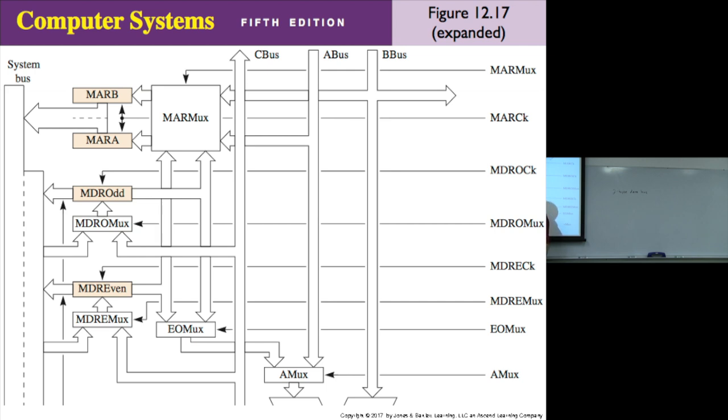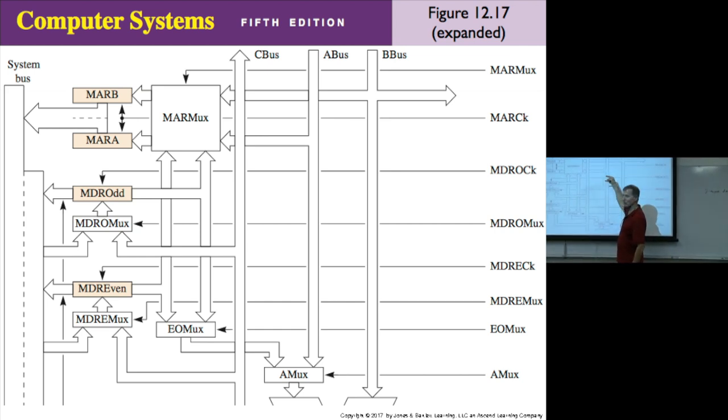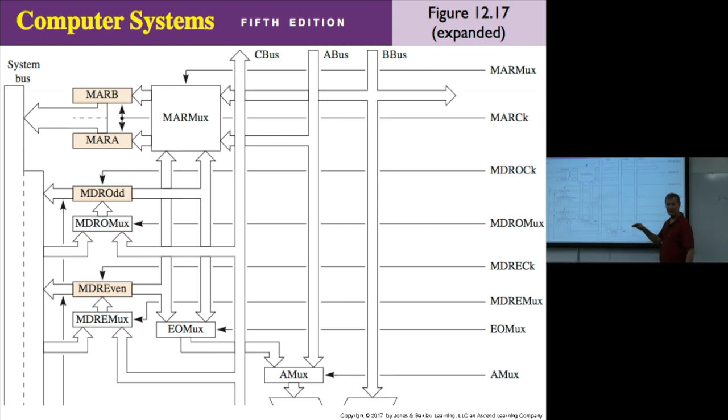But what's the problem with our convention up here, this MAR MUX? One of the inputs is coming from the bottom and the other one's coming from the right. So we don't have left and right, we have bottom and right. Do you see what I'm saying? So what do you suppose it is? Zero bottom, yeah.